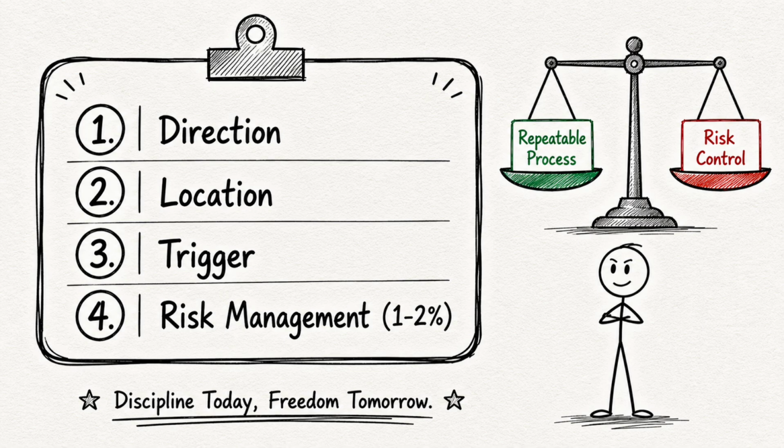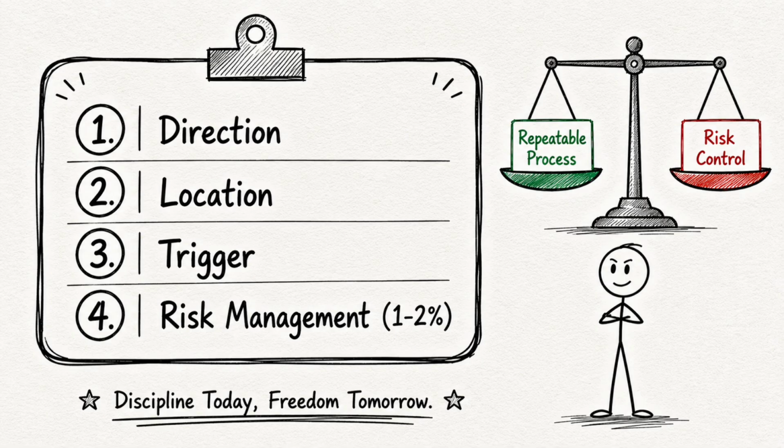You don't need to predict every move. You don't need 10 indicators, and you definitely don't need to take every setup. Your job is much simpler. Find the direction, find the location, wait for the trigger. Then manage your risk. Because even the perfect-looking setup can fail. That's why risk management matters.